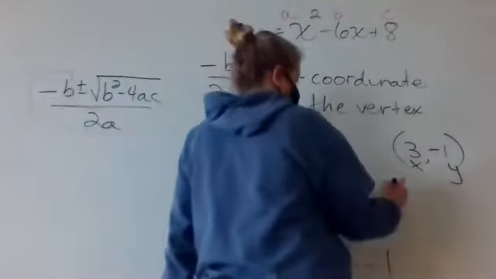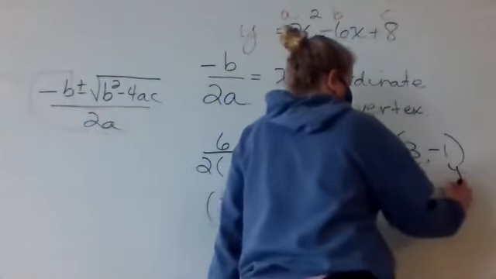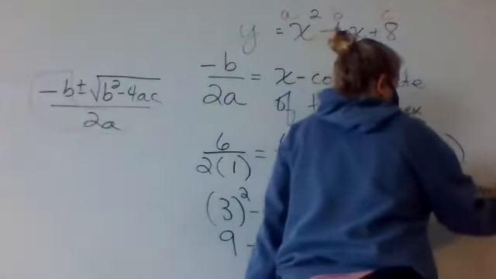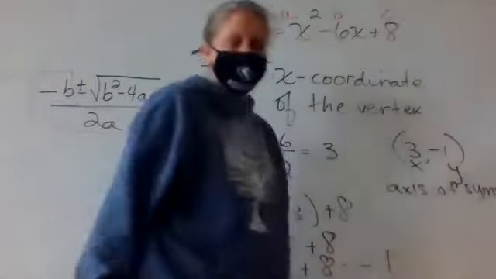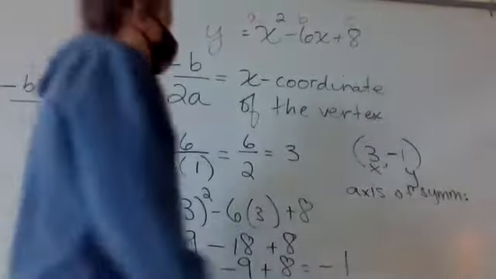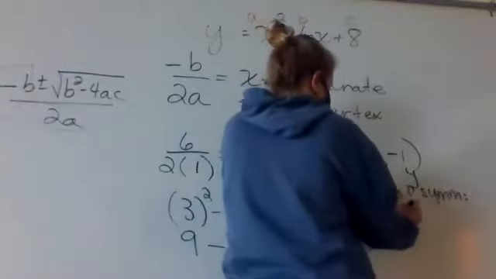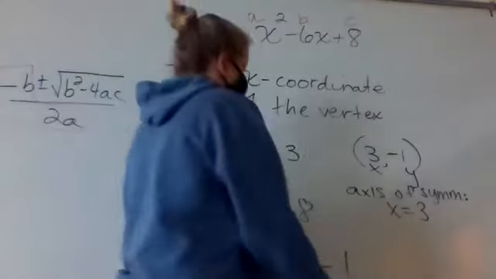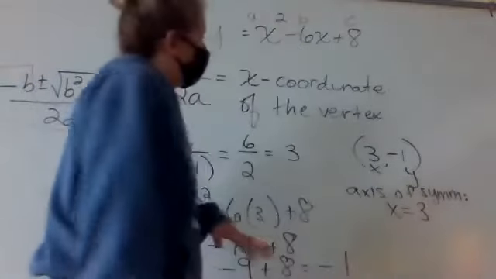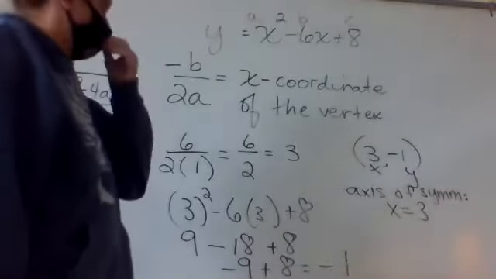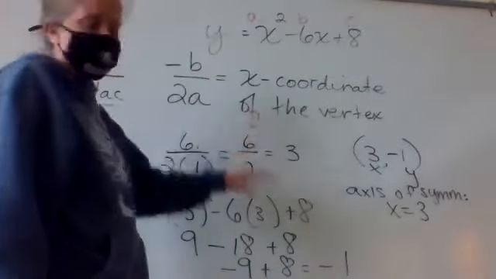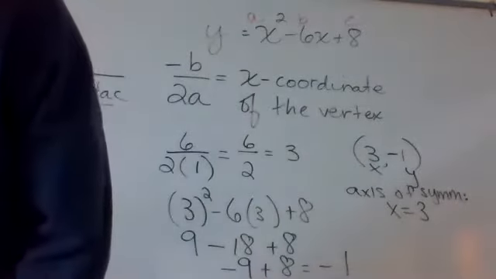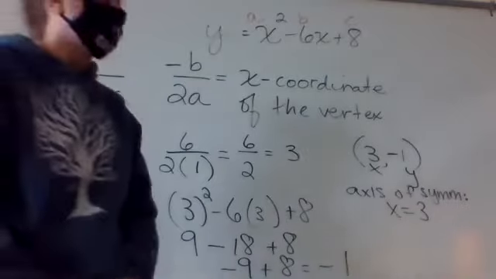The axis of symmetry would be what? And remember, axis of symmetry is always an equation of a line. So it's going to be x equals 3. And this one, I'm going to graph it in just a second to show you how to find the vertex on the calculator. But this one does ask me if it's going to have a minimum or a maximum value.